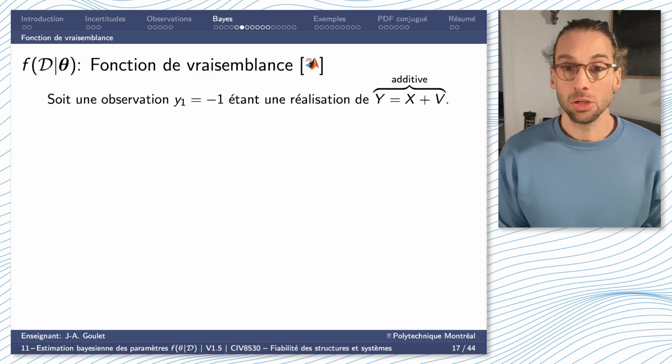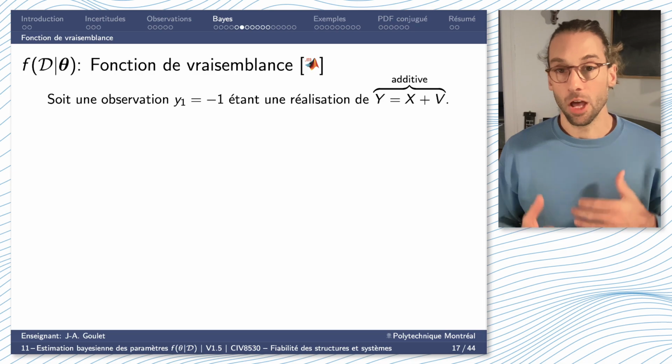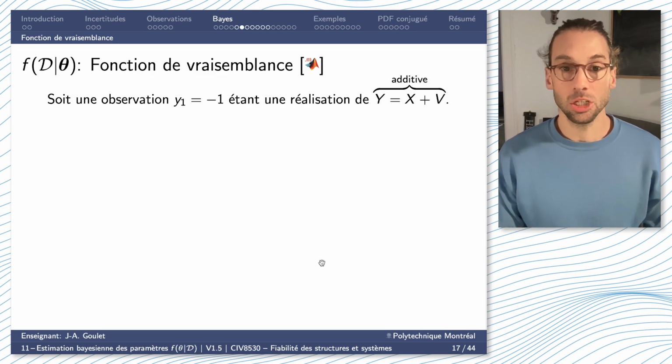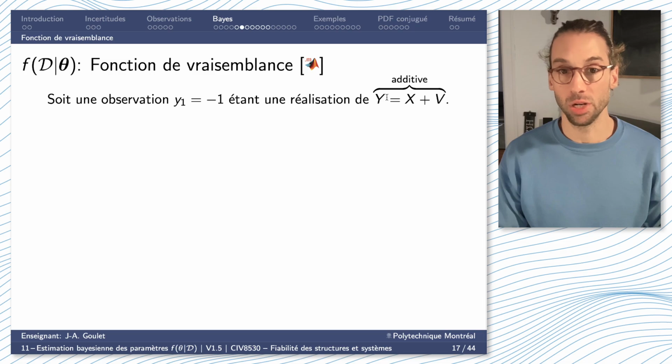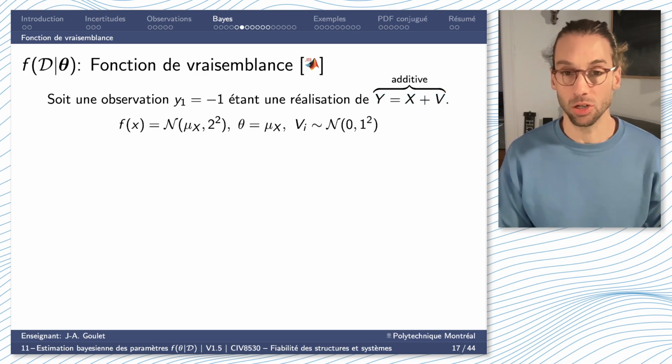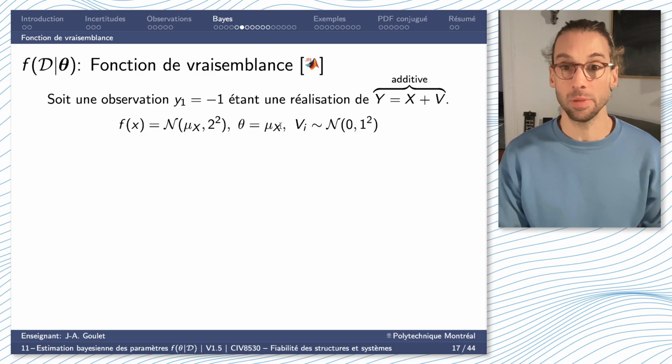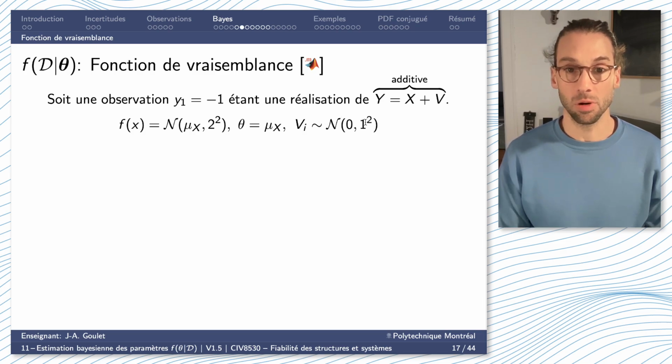Now let's look at an example of a likelihood function. Let's assume that the observation we got in the lab is y1 equal to -1, which is a realization from that additive observation process. So f of x, the density we're trying to characterize, is the normal, for which we know the variance but not the mean. Our parameter theta is going to be that mean value. The observation error is a zero mean, unit variance process.